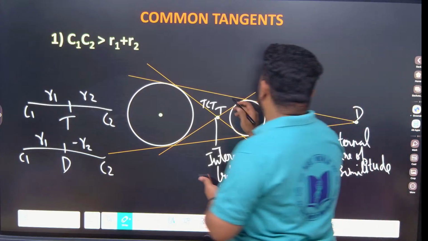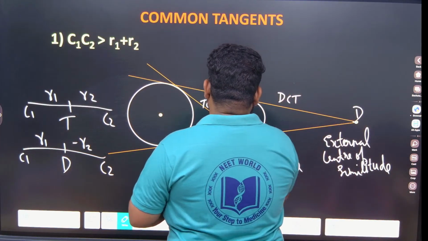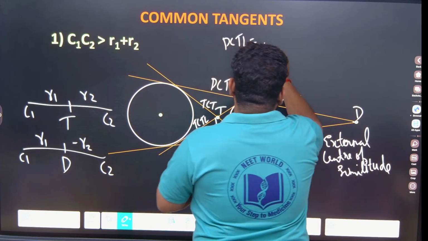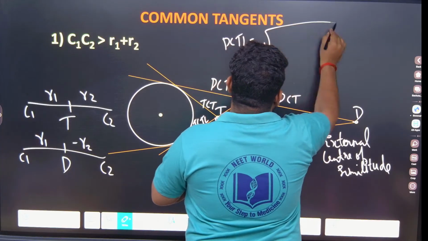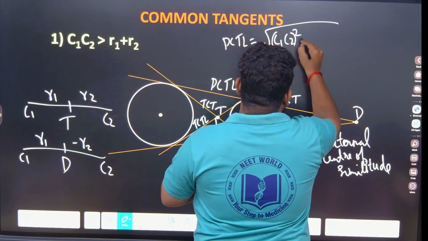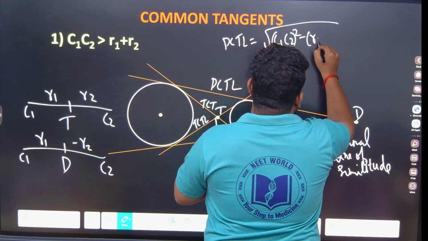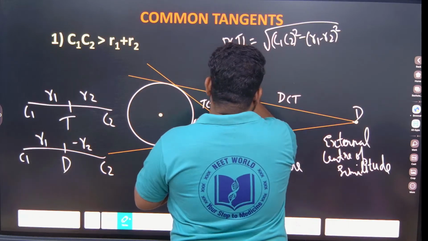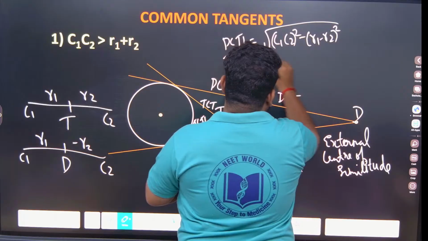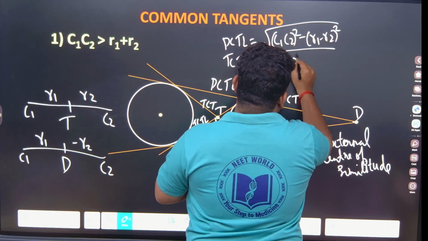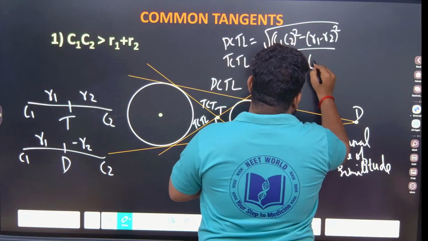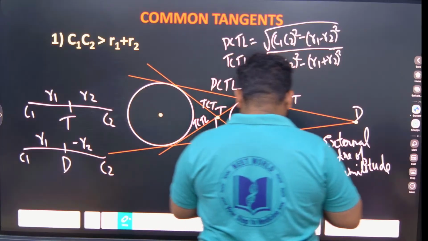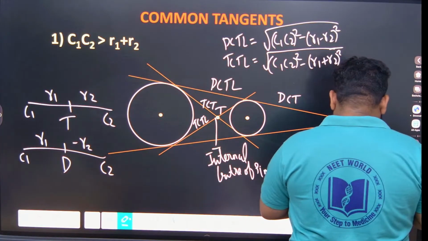So this is called the direct common tangent length, and this is the transverse common tangent length. Direct common tangent length is given by the square root of C1, C2 whole square minus R1 minus R2 whole square. That is nothing but applying the distance formula. Next, transverse common tangent length is given by the square root of C1, C2 whole square minus R1 plus R2 whole square.